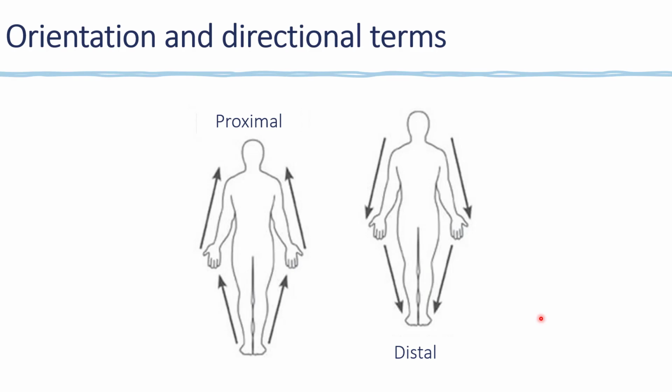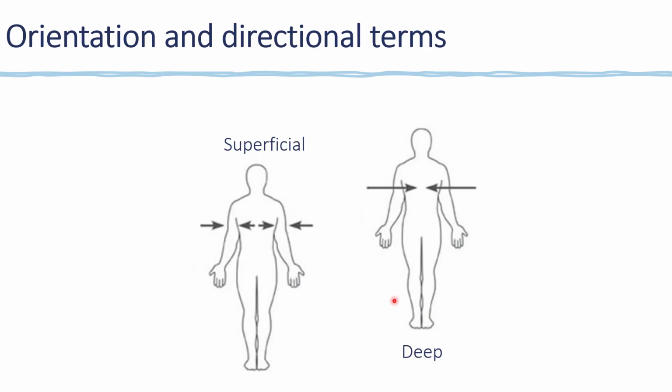The term proximal means closer to, whereas the term distal means away from. So here, the upper body is proximal to the head, whereas the feet down here are distal to the head. The term superficial means towards the surface of the body, whereas deep, logically, is away from the surface and inside the body. So the skin is superficial to the muscles, for example.